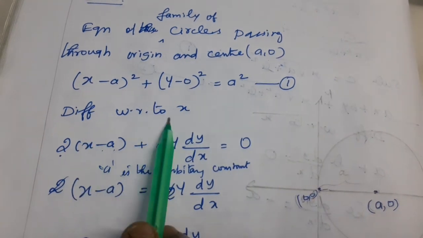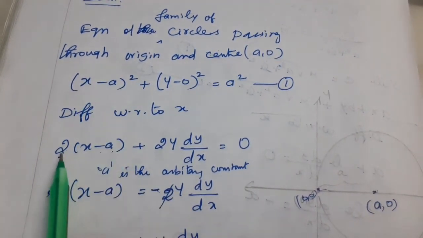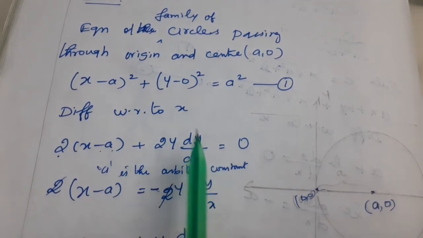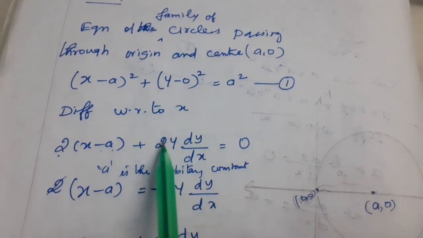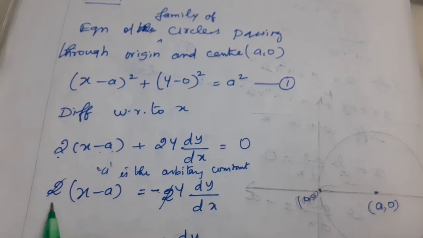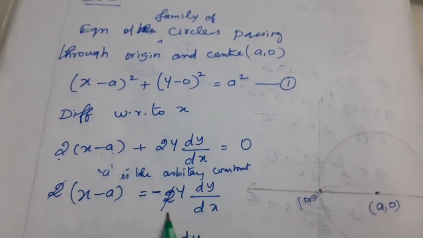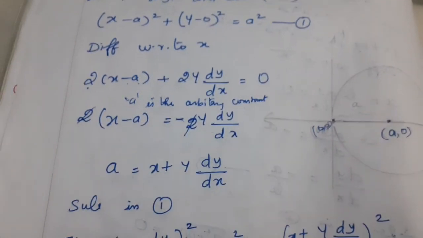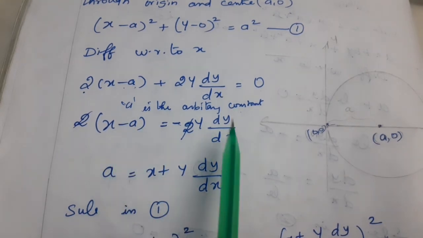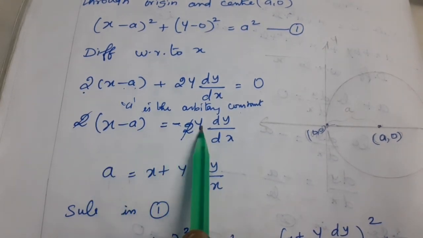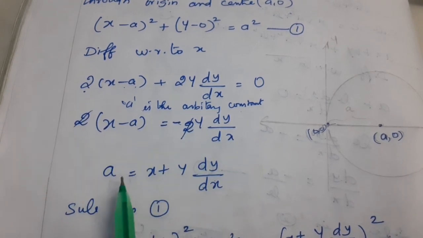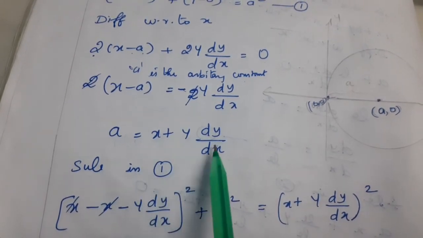This is nothing but equation 1. Differentiate with respect to x. This x square differentiates to 2x: 2 into x minus a plus 2y into dy by dx. Y square differentiates to 2y into dy by dx. A square becomes 0, a is nothing but an arbitrary constant. 2 into x minus a equal to minus 2y dy by dx. Now 2 cancelled. Now what is our a? Minus a goes to the right hand side, all the things from the left hand side: a equal to x plus y into dy by dx.